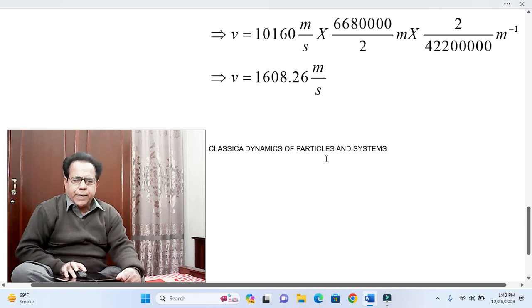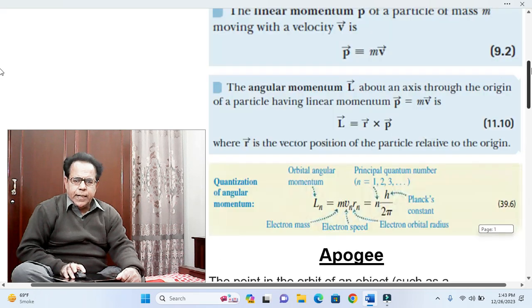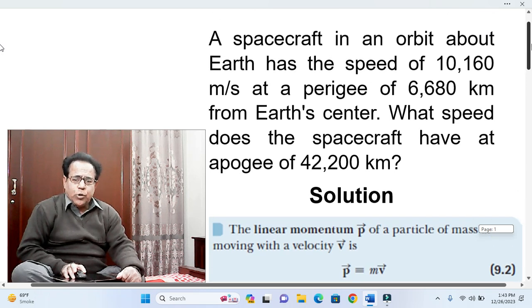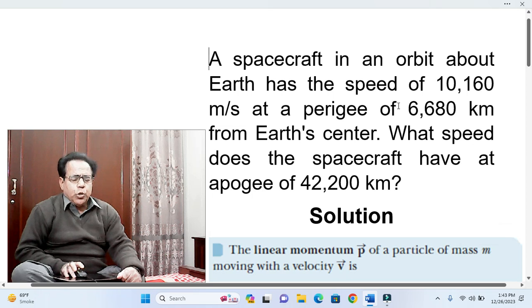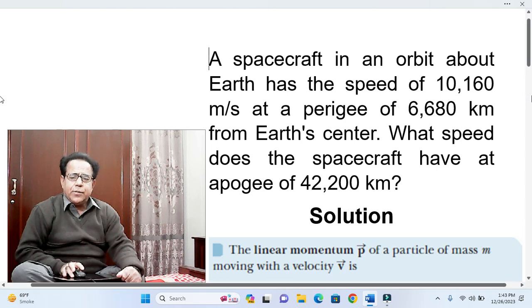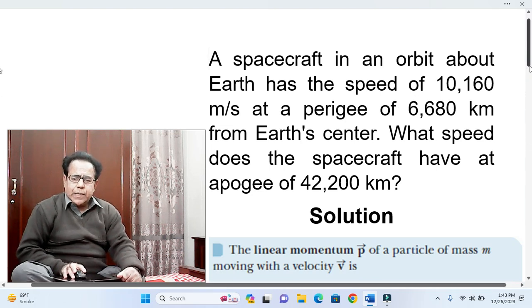Classical Dynamics of Particles and Systems by Stephen T. Thornton and Andrew Rex. Oh, sorry, not Andrew Rex. Actually, the book Modern Physics has been written by Stephen T. Thornton and Andrew Rex, but this is not Modern Physics. This is Classical Dynamics of Particles and Systems. Here, with Stephen T. Thornton, the co-author is Jerry B. Marion. Okay, not Andrew Rex. As usual, we first come to its statement.